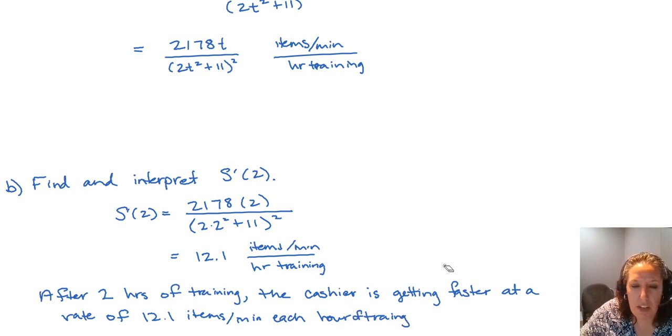So that means that if you compare the speed of the cashier after 1 hour of training, they are scanning 12 more items per minute than what they were an hour before. So for each hour of training, they are getting faster by 12.1 items per minute.